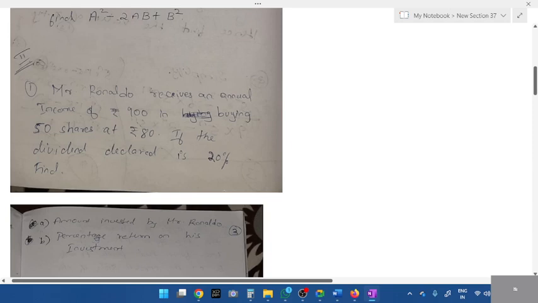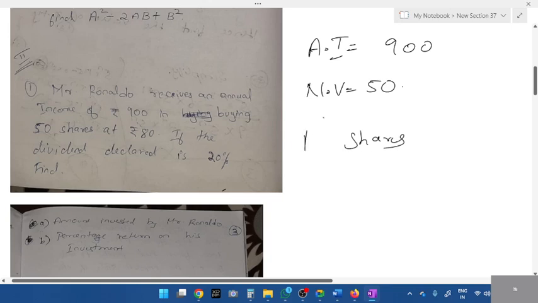Okay, this is very important. All of you concentrate. Whoever doesn't know, just ignore, students. Mr. Ronaldo receives an annual income. What is the annual income value? Annual income is 900. In buying 50 shares, what is 50 share? Nominal value is? No, that is wrong. Not number of shares, Ivania. In buying 50 shares, students, whatever comes with the shares, that is nominal value. What did you take 50 as, Ivania? Did you take number of shares?